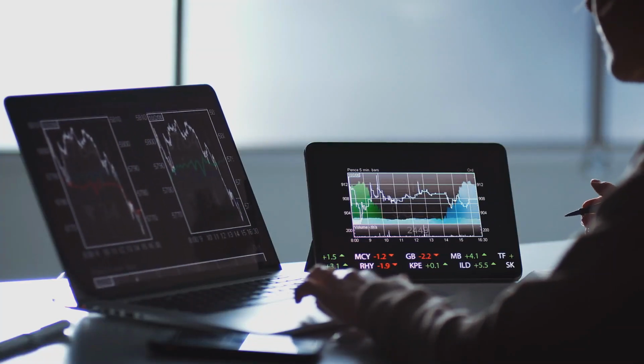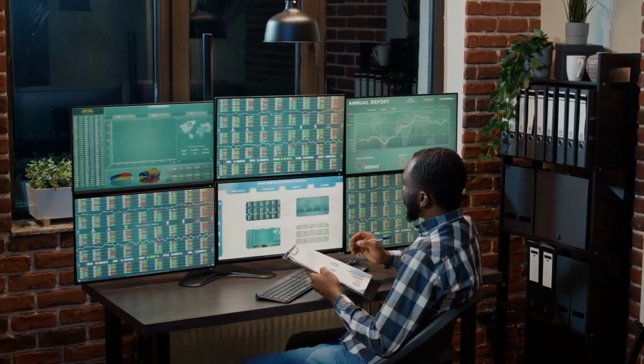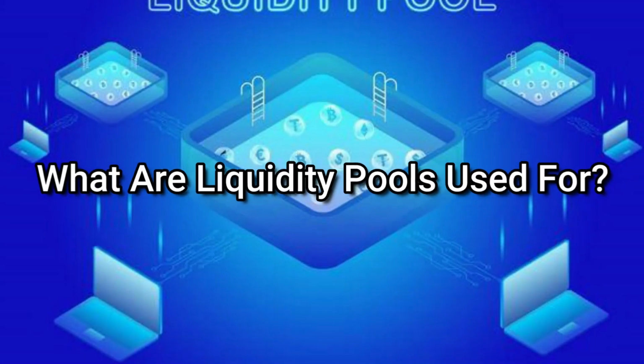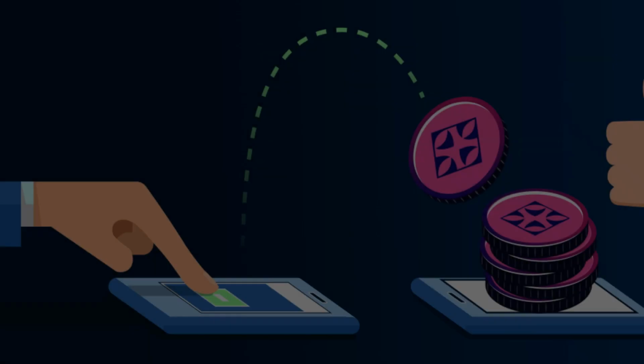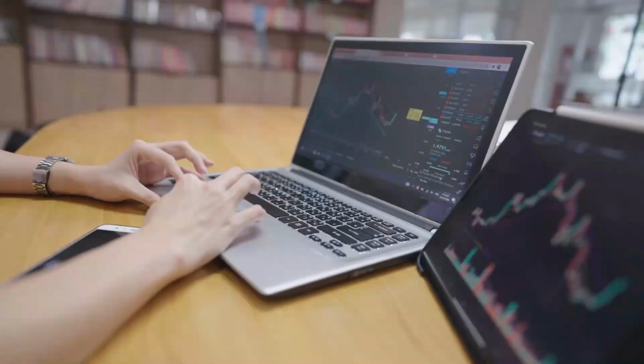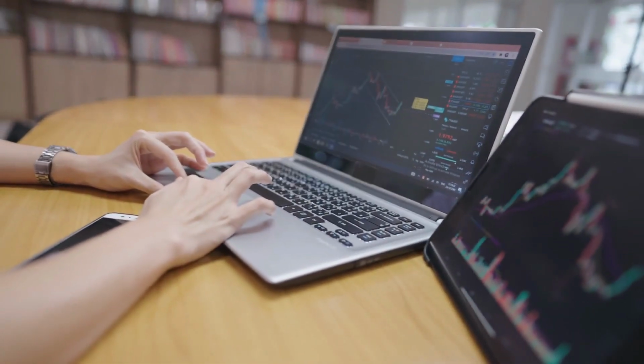Because liquidity must come from somewhere, your counterparty might be anyone. You engage with the pool's contract as opposed to the order book notion. What are liquidity pools used for? The most common application of liquidity pools is AMMs. Pooling liquidity is a simple concept that can be used in a variety of ways.